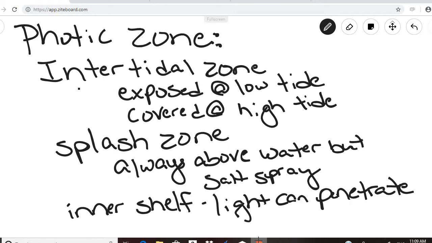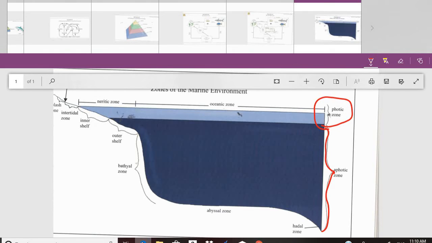Okay, so we can look at our picture again of these three zones. You can see the splash zone here. It's always out of the water, but it's going to get splashed by that salt water. The intertidal zone here, when the tide is high, it's going to be covered up. When the tide is low, it's going to be exposed. And then the inner shelf is just this first area that's always underwater, but the depth is such that light can penetrate it and photosynthesis can take place.